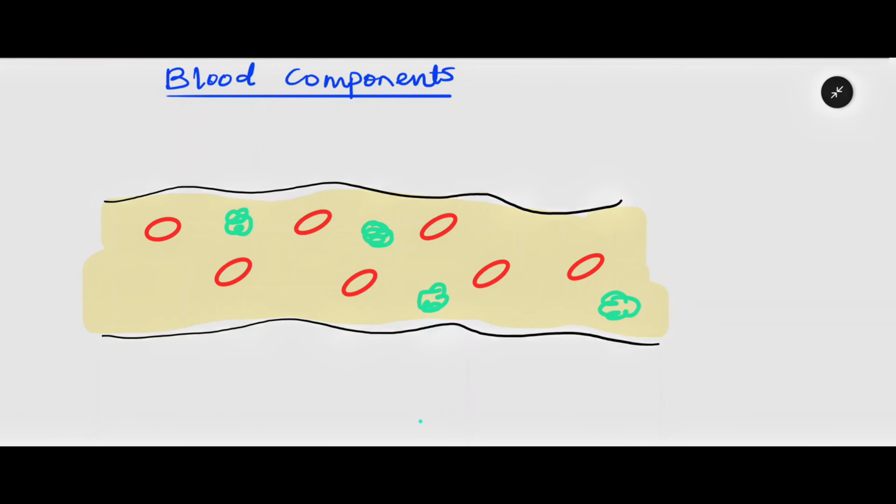So what is blood actually made of? First we have plasma. Plasma is this liquid. If you see this yellow liquid in the background that carries everything, that's plasma. It's just the liquid portion of blood. It transports cells, nutrients, hormones, waste products, and proteins.